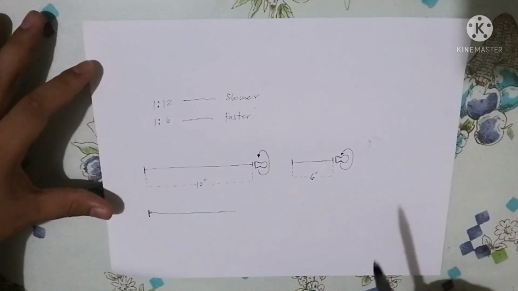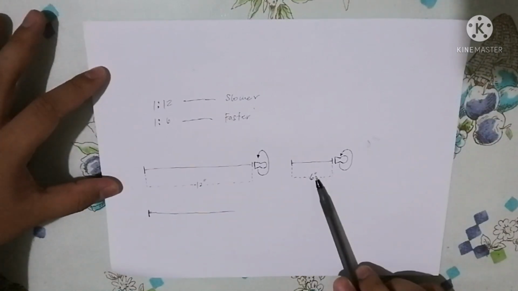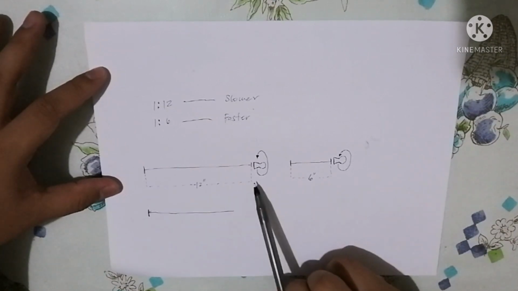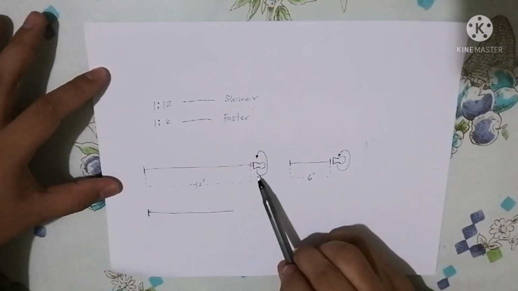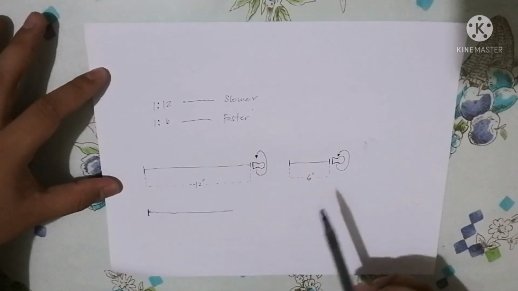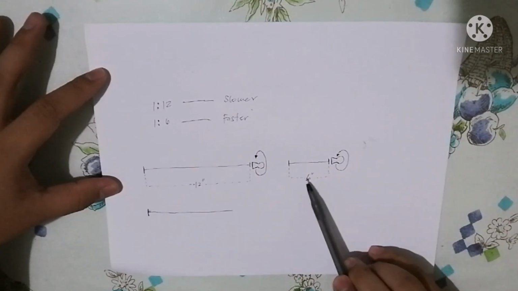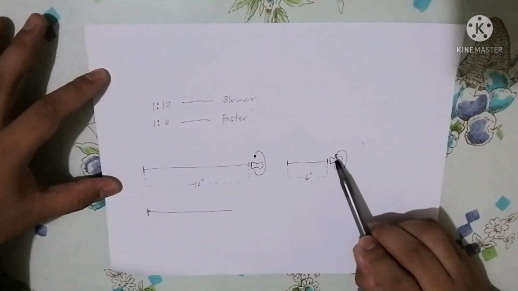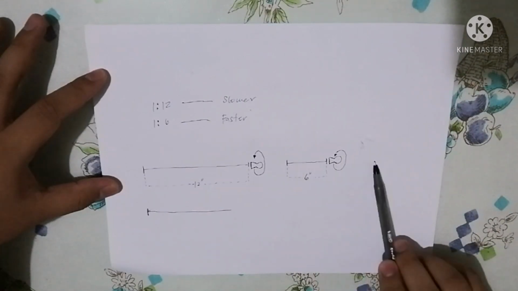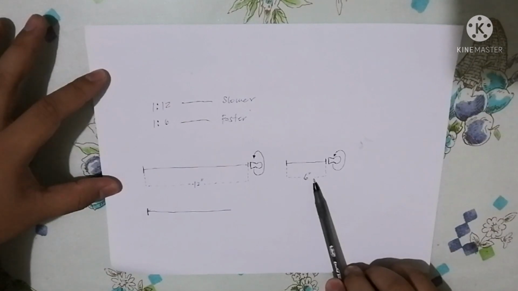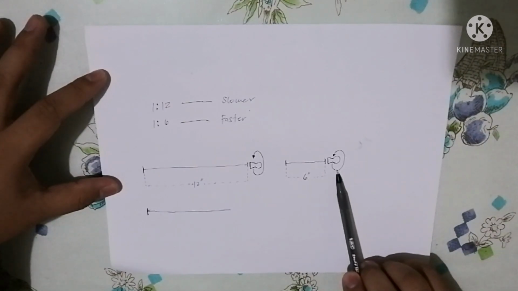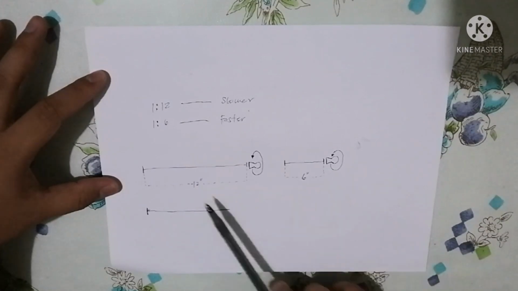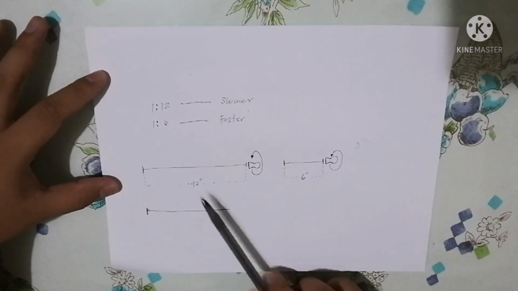So here's the difference between 1:12 and 1:6 twist rate. So as you can see here in 1:12, the pellet will need to travel 12 inches in order to complete one rotation. While in 1:6 twist rate, it only needs to travel 6 inches in order to complete one rotation. So it means that within 12 inches, this 1:6 twist rate, the pellet will rotate 2 times. That's why 1:6 twist rate is faster than 1:12 twist rate.